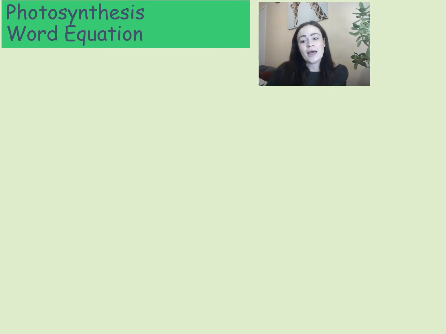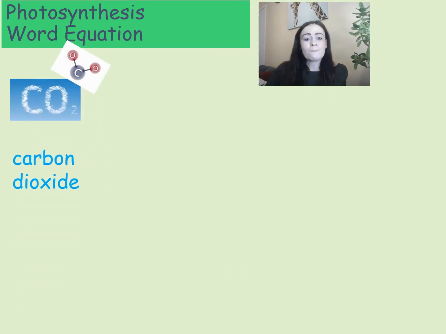Now we're going to have a little look at our word equation. So we've got carbon dioxide from the air, because remember, plants are super important because they clean our air. They take that carbon dioxide and then they turn out oxygen, and oxygen is so important for us because that's what we need to breathe. Remember, oxygen is required for respiration for us to get energy from our food.